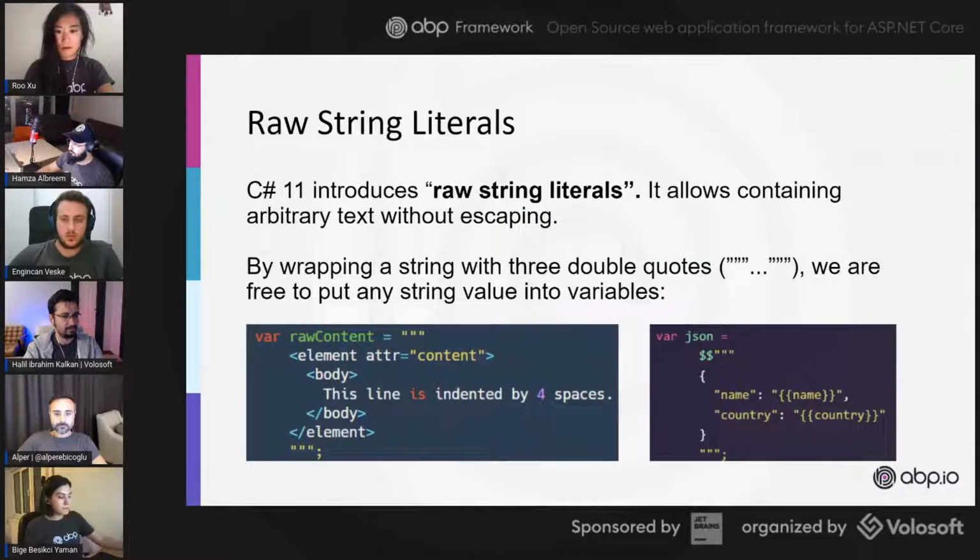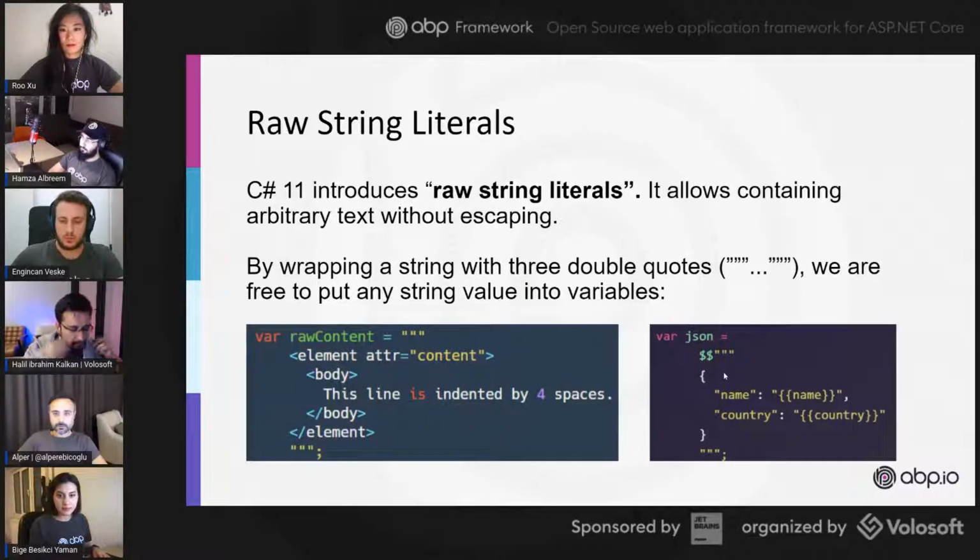Raw string literals is one of the good features that came with C# 11. It's a kind of syntactic sugar, and it allows containing arbitrary text without escaping. We just need to wrap a string content with the triple double quote syntax, and we are free to put any string value into variables. As you can see in here, we can add HTML tags into the content. Also, it is possible to use JSON content with this new syntax, and it also supports string interpolation. We just need to add the $ sign before the first triple double quote, and that's it. It will work with string interpolation without any problem.